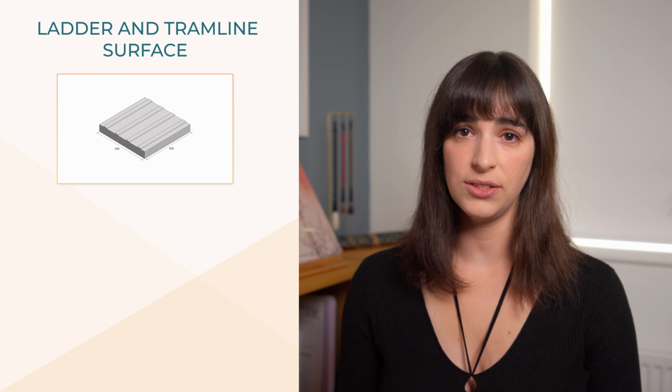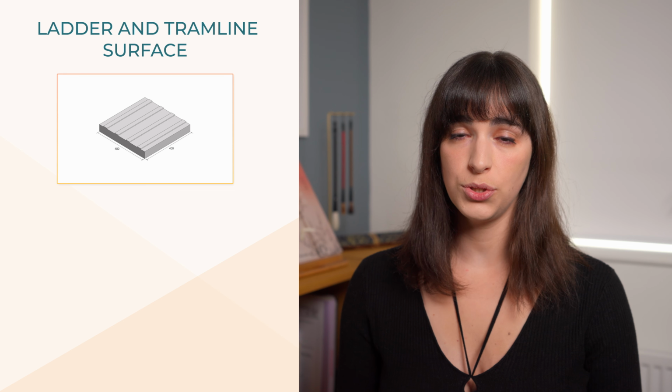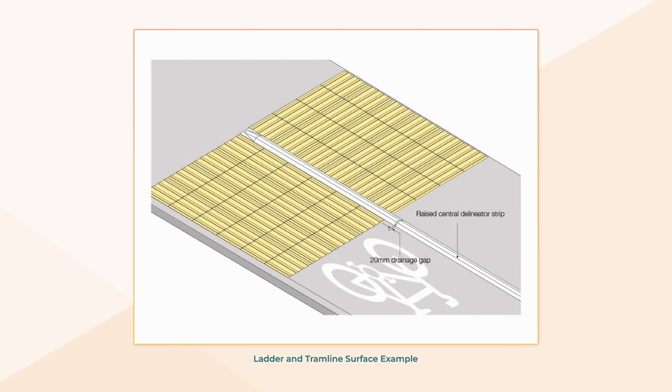Next is the ladder and tramline. The slab is similar to the corduroy, but the tops are flat rather than rounded, and it has fewer grooves. They are used to segregate footways from cycle tracks. On the footway side, they are installed perpendicular to the direction of travel, referred to as ladder, and on the cycle side, they are installed parallel to the direction of travel, tramline.